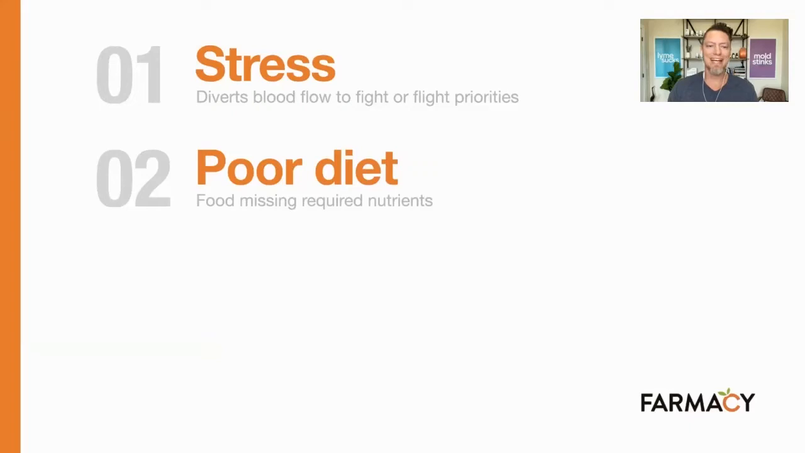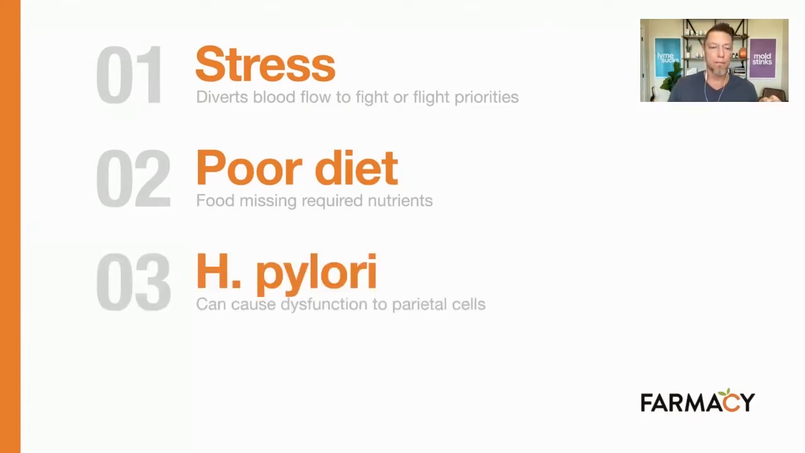Number 2 is poor diet. Your body needs the proper nutrients to make stomach acid. So if you're eating garbage food, you're not getting the nutrients you need, and you're just cycling this problem of not being able to break down food. But even when it does break down food, it's not getting the proper nutrients from it.